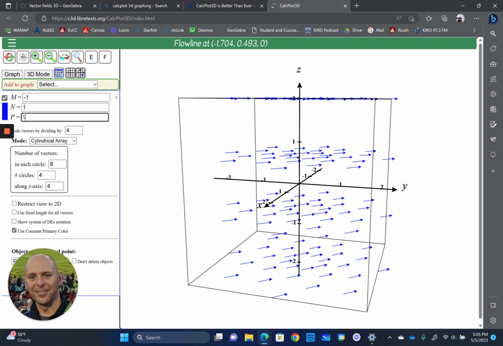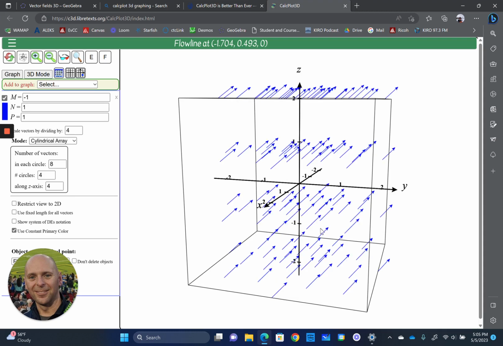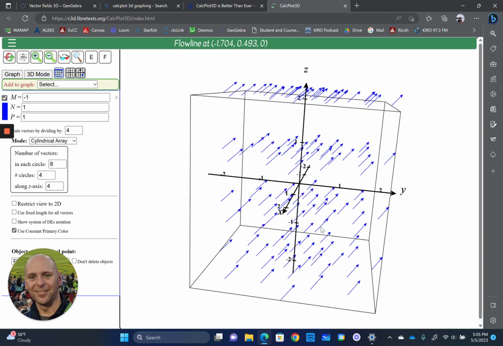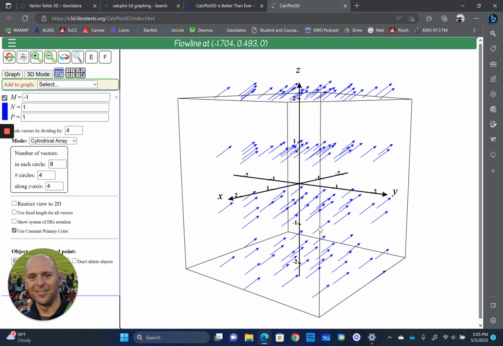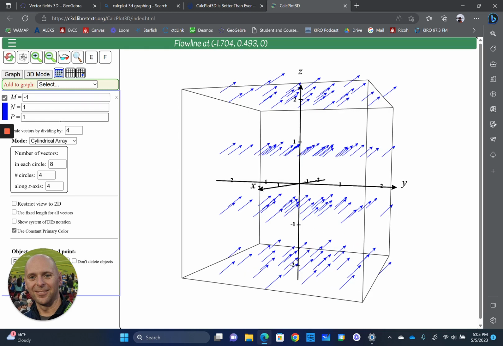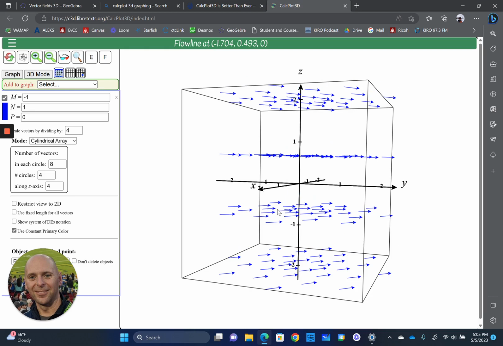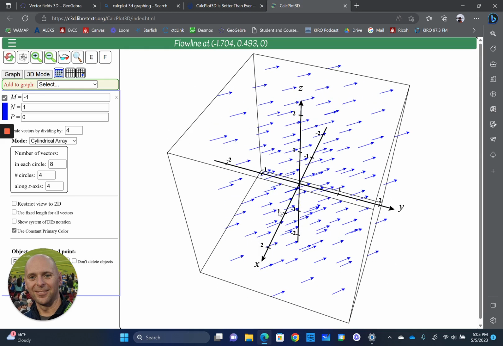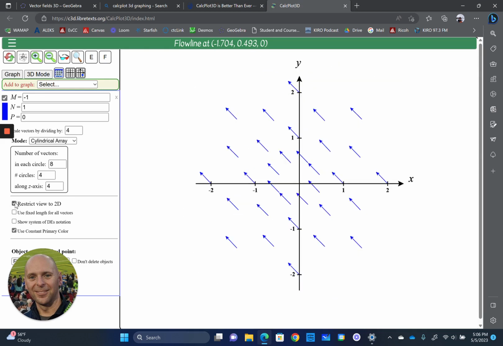If I add a vertical component, we can see how that changes the overall vector field in terms of how it looks. So this one, again, has no particular vertical component to it. We can look at it from the top down, which can be kind of useful for analysis purposes. And now we're just looking at the xy components top down on our vector field.